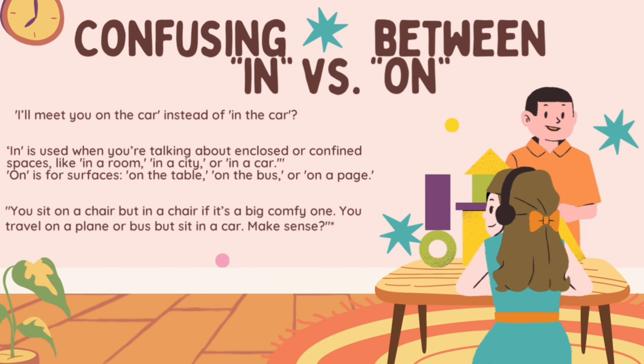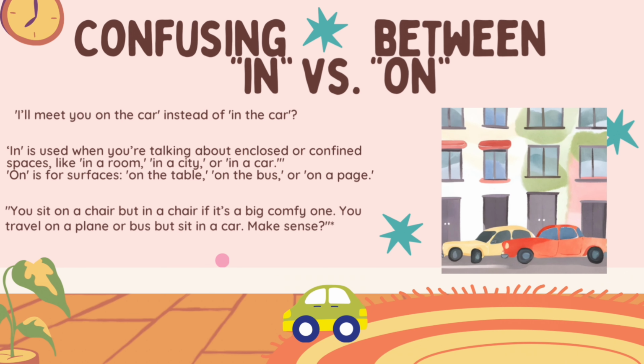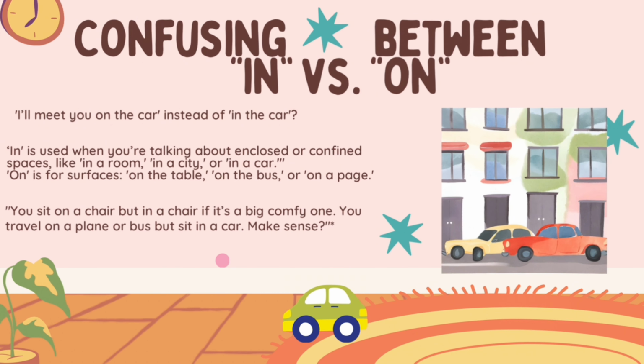2. Now let's look at another area that causes a lot of confusion. Prepositions. Have you ever been unsure whether to use in or on? Let's fix that. These prepositions sound simple, but they're super easy to mix up. For example, you might say, I'll meet you on the car. But that's incorrect. It should be, I'll meet you in the car, because in is used for enclosed spaces. You're inside the car. Clear explanation.